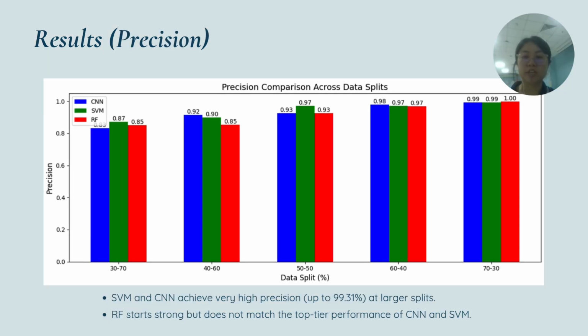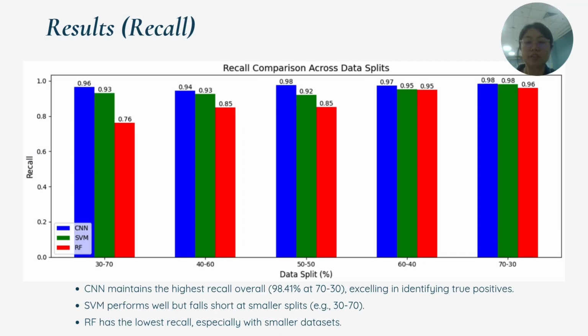For precision, SVM and CNN achieve very high precision, up to 99.31% at larger splits. Random Forest starts strong but does not match the top-tier performance of CNN and SVM. In recall, CNN maintains the highest recall overall with 98.41% at the 70-30 split, excelling in identifying true positives. SVM performs well but falls short at small splits. Random Forest has the lowest recall, especially with smaller datasets.